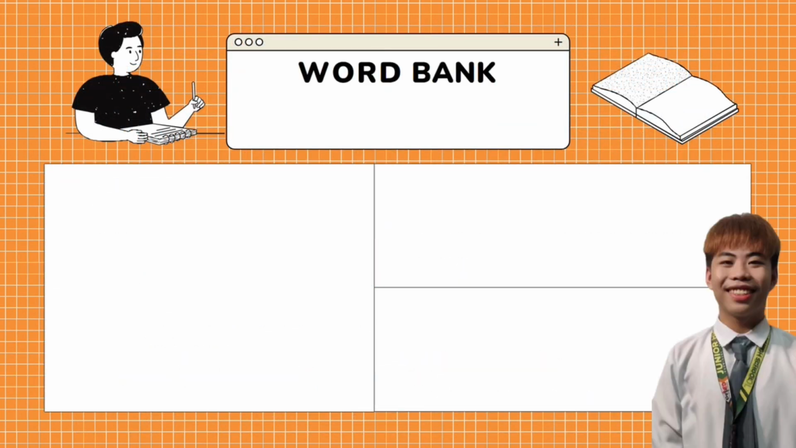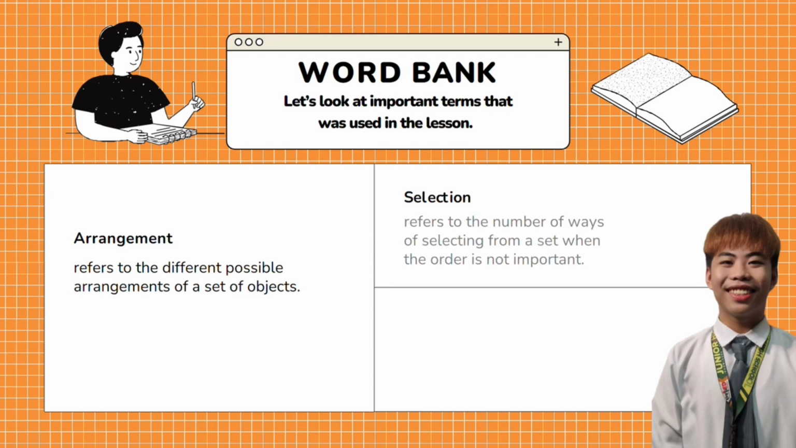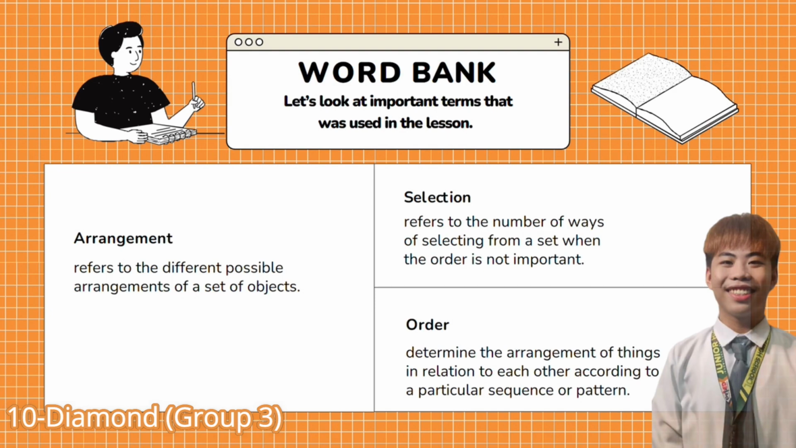Welcome to the Word Bank, where we will look at important terms that were used in the lesson. First, we have arrangement. These refer to the different possible arrangements of a set of objects. Our second word of the day is selection. These refer to the number of ways of selecting from a set when the order is not important. Lastly, we have order, that determines the arrangement of things in relation to each other according to a particular sequence or pattern.